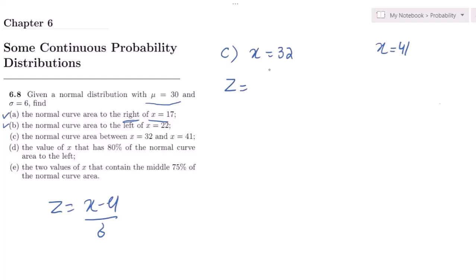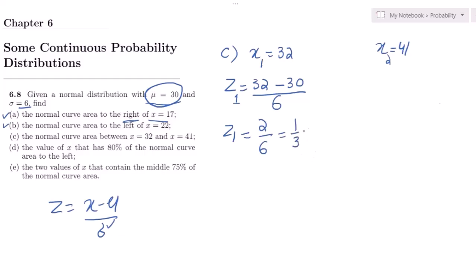So let me apply it here. It would be 32 minus mu, which is 30, divided by sigma, which is 6. Let me call this z1 and this x1, and this is x2. So the value of z1 would be equal to 2 divided by 6, which is 1 by 3.